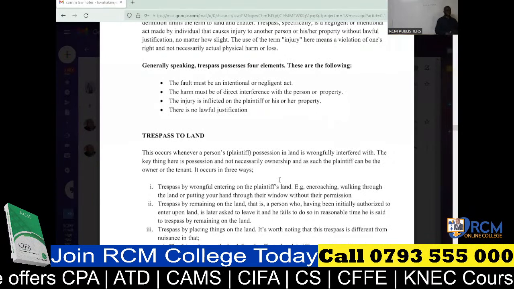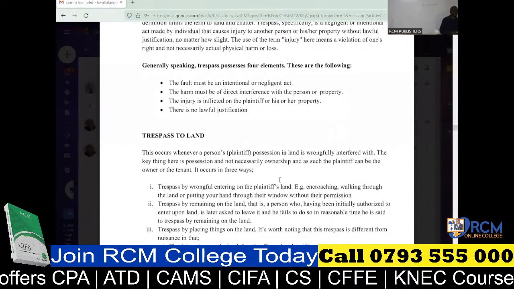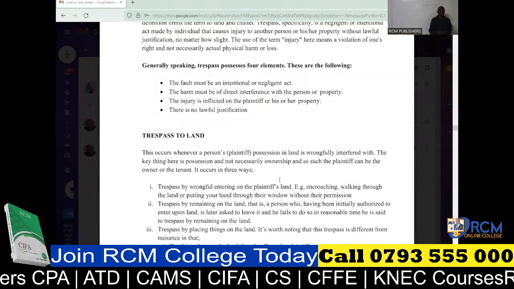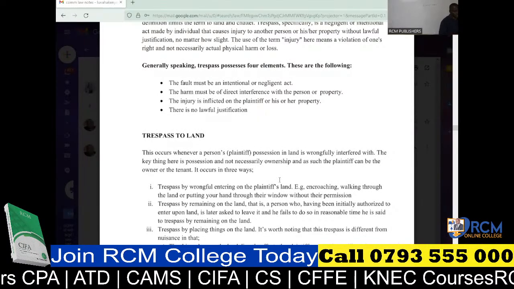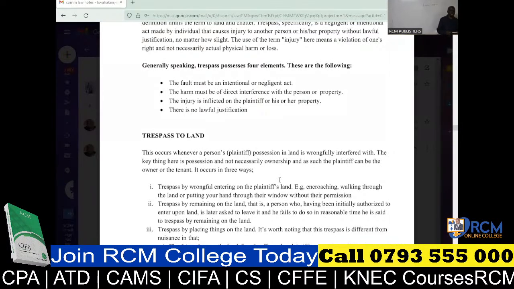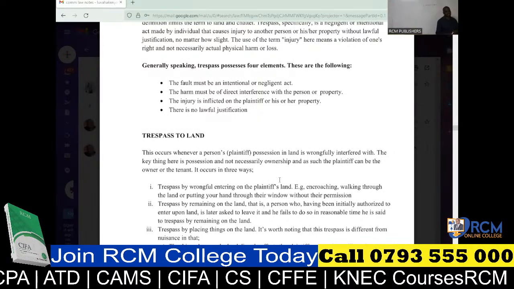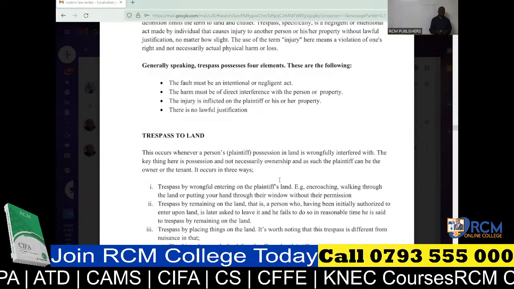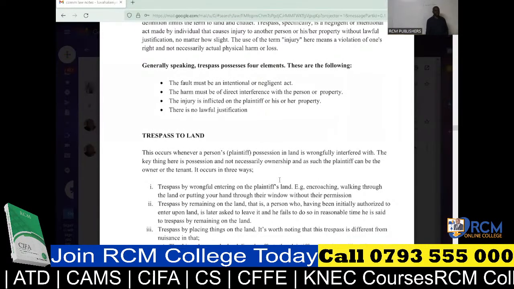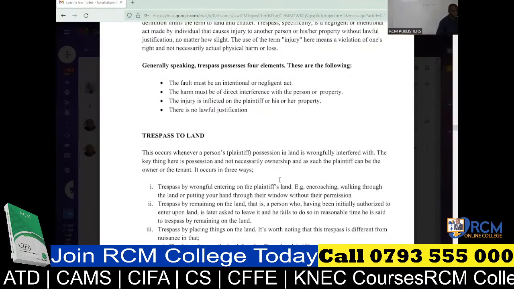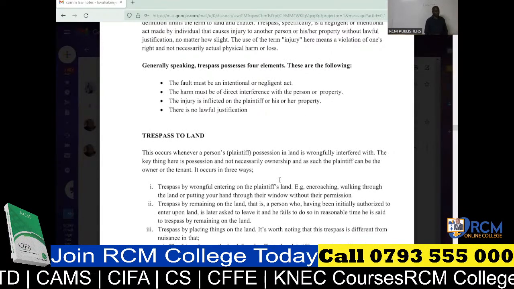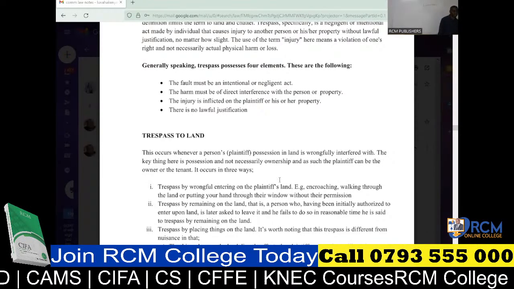So it can occur in the following ways. By wrongfully entering on the plaintiff's land, e.g. encroaching, or just walking through a person's land. That is basically trespass. Or it can happen whereby you remain on a person's land without having been given authority to remain there. Maybe you had leased the property and the lease has come to an end. It was supposed to be leased for a year, but it's now over a year and you have not left the land. It will be presumed that you've trespassed on the land because you are on it without having been authorized by the owner.